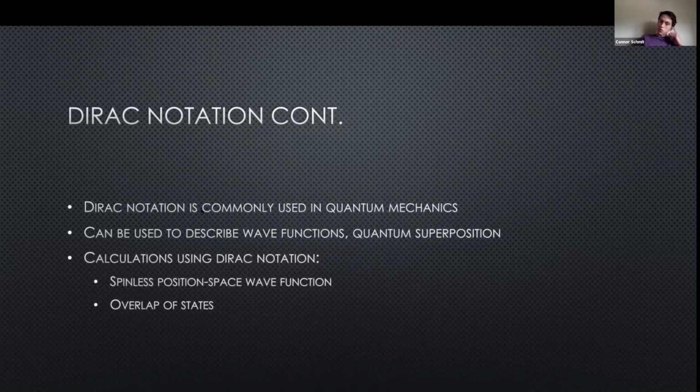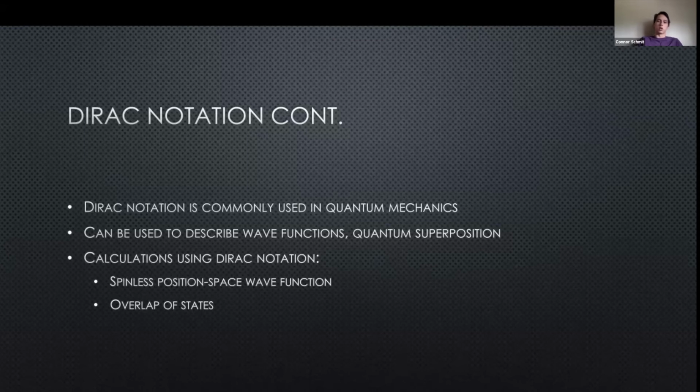It's commonly used in quantum mechanics since a lot of wave functions and other things can be described using vectors and this notation. It can describe wave functions, quantum superposition, and then just a few examples of calculations that utilize the Dirac notation: spinless position wave functions and overlap of states are just a few, but it has a lot of applications across quantum mechanics. And that's it.